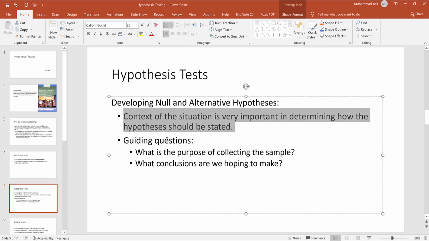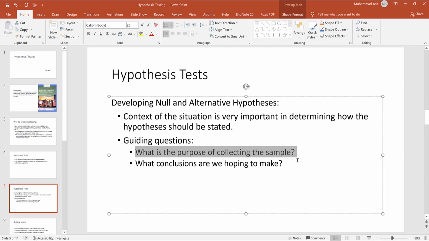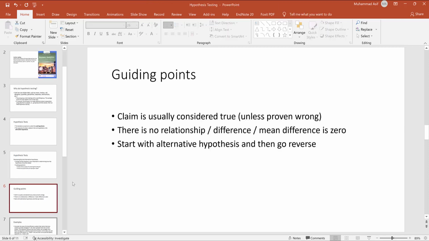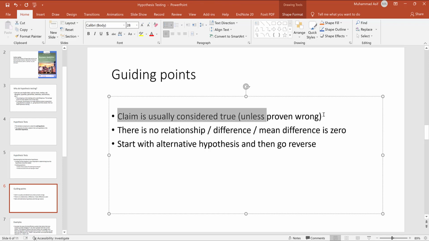Some of the guiding questions that a researcher should always think about are: what's the purpose of the study, what's the purpose of collecting data, and what conclusions do the researchers want to establish. Usually researchers start with the null hypothesis, and most of the time this type of hypothesis claim is considered true. For example, an accused person is considered innocent unless proven guilty.